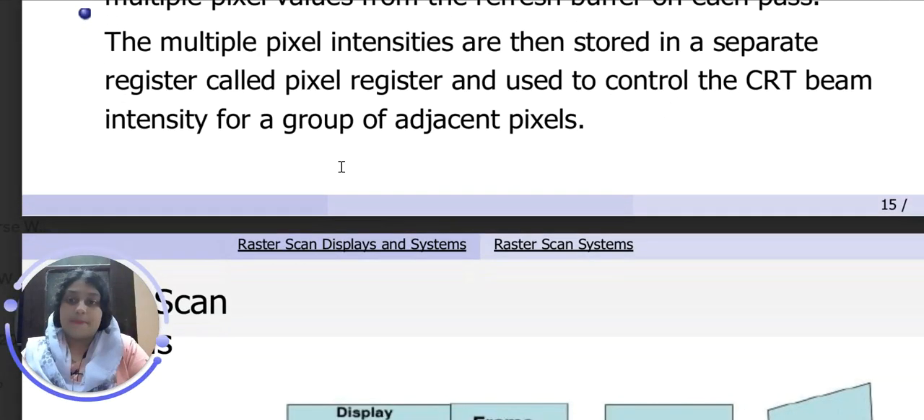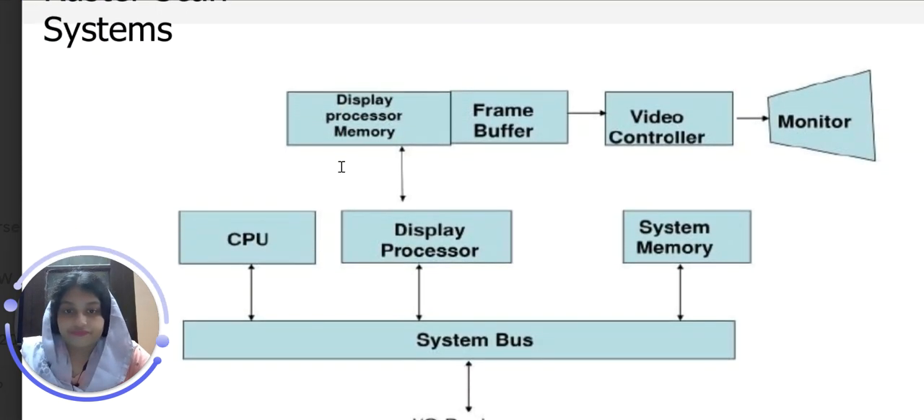To speed up pixel processing, video controllers can retrieve multiple pixel values from the refresh buffer on each pass. The multiple pixel intensities are then stored in a separate register called the pixel register and used to control the CRT beam intensity for a group of adjacent pixels.